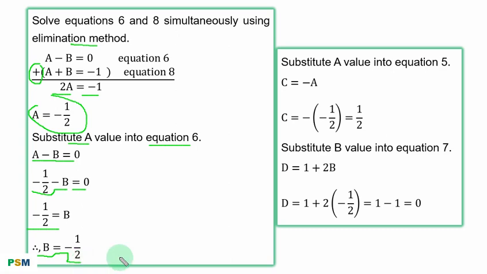Let's solve for c using equation 5. In that equation, c is already made the subject in this form. You replace a with minus 1 over 2 times this minus. You have 1 over 2. To get d, you replace b value in equation 7. This is equation 7. You replace b with minus 1 over 2. That leads to 1 minus 1 equal to 0.